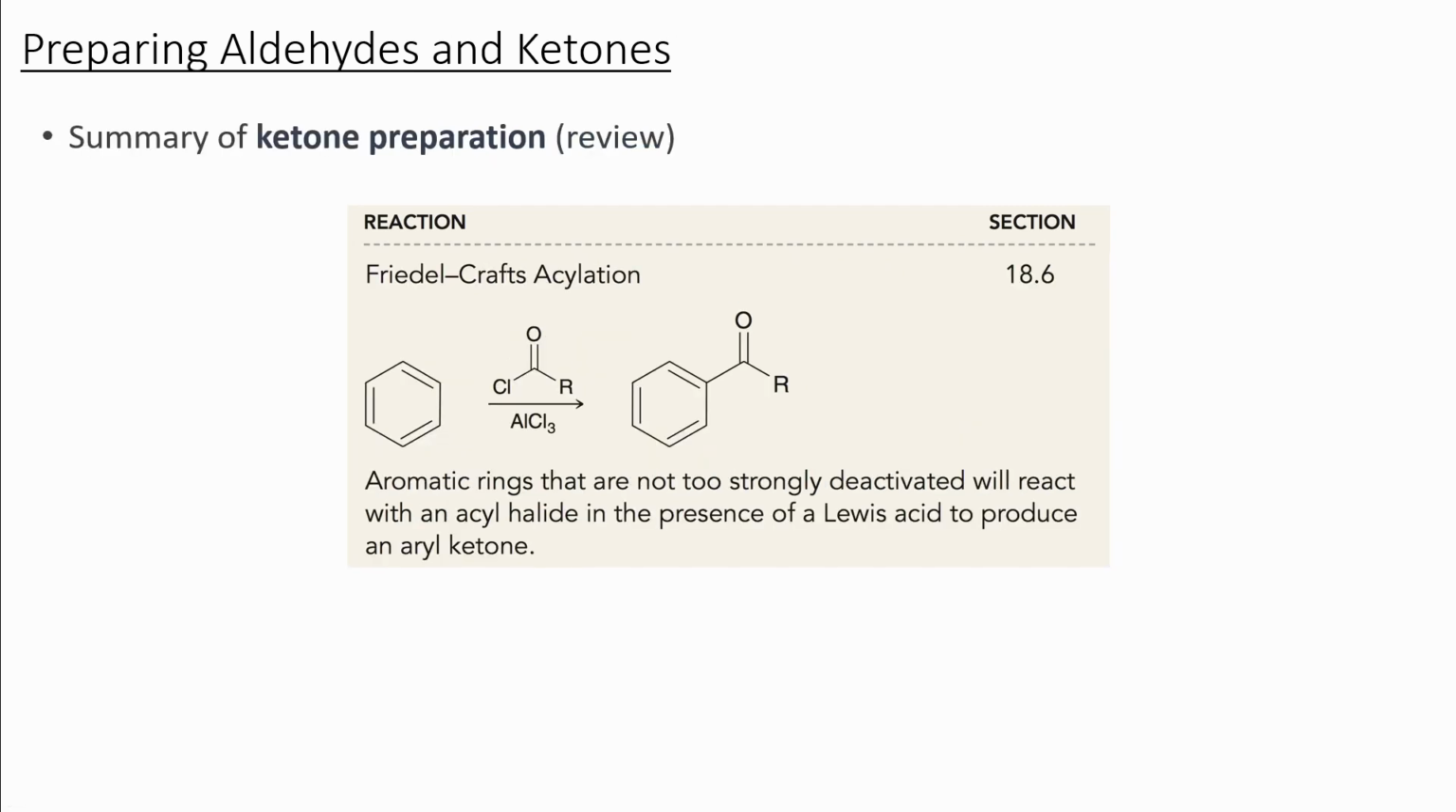And the final reaction that we have looked at is the Friedel-Crafts acylation. We looked at this last chapter where we're able to take a benzene ring and generate a ketone from aluminum trichloride and an acyl halide.